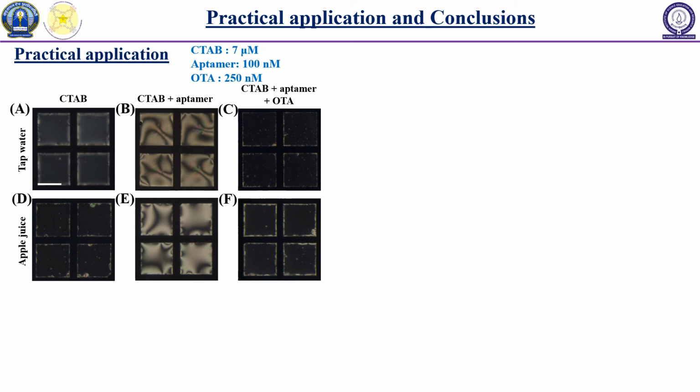for the detection of OTA in real samples. For this, we spiked tap water and apple juice with 250 nanomolar OTA. We observed that LC remained homeotropic when 7 micromolar C-tab was incubated with tap water and apple juice. In the presence of pre-incubated C-tab and aptamer and tap water or apple juice without OTA, the LC exhibits planar orientation, which changed to homeotropic when the tap water or apple juice was spiked with the OTA. This result suggests that the designed LC-APTA sensor can be used for the detection of the OTA in real samples.